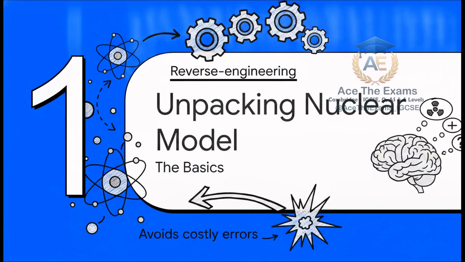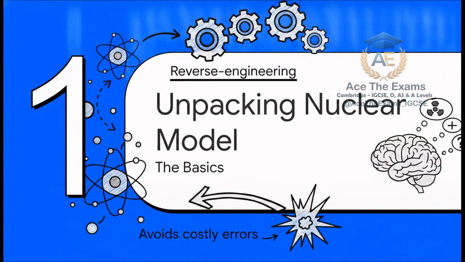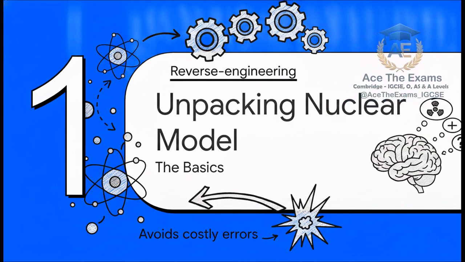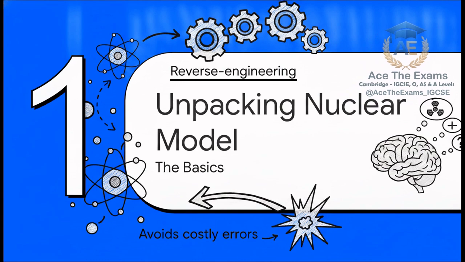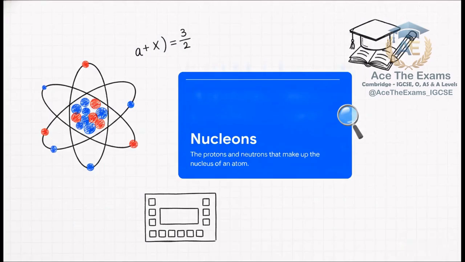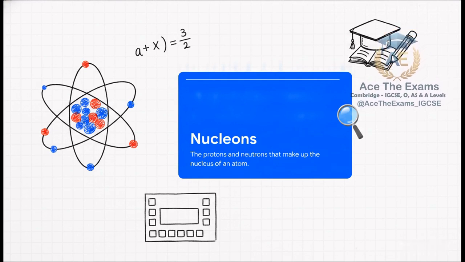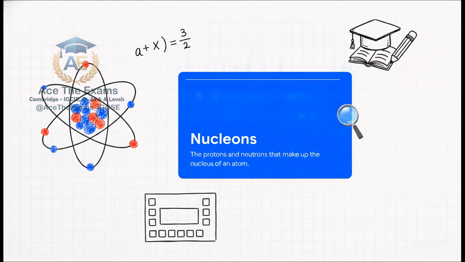Okay, Section 1, Unpacking the Nuclear Model. To avoid those super costly errors, we really need to reverse engineer the absolute core of the nuclear model first. The absolute crucial point here is understanding that the nucleus contains nucleons. Nucleon, it's really just this umbrella term for anything living inside that tiny central nucleus.